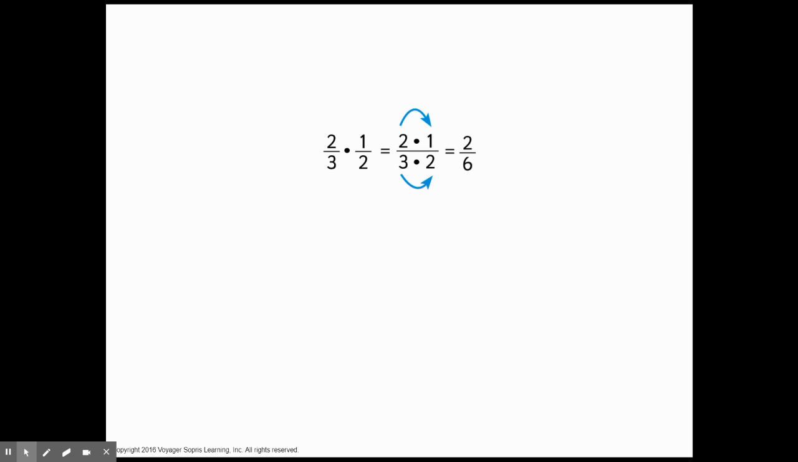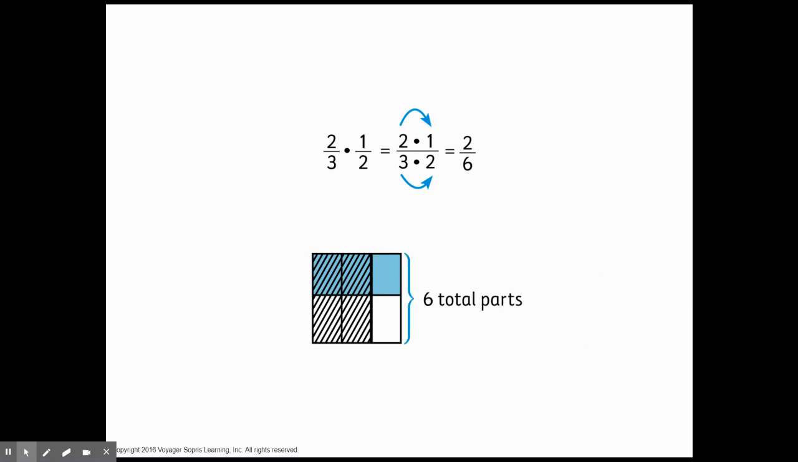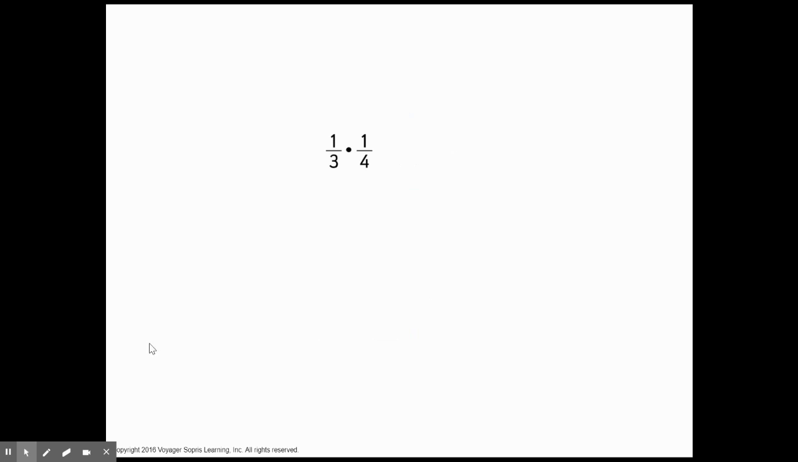We can check our answer by using an area model. Notice we have 1 shaded out of 2 parts to represent 1/2. Then we have cross-hatched 2 out of the 3 parts that represent 2/3. We have 2 overlapping parts. So 2 is the numerator. And we have 6 total parts. So 6 is our denominator. This area model confirms that the answer is 2/6.